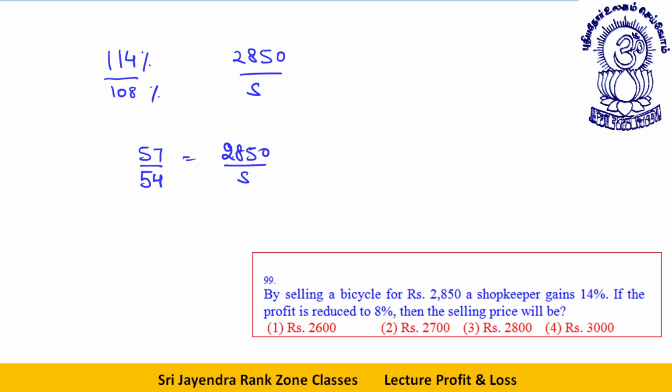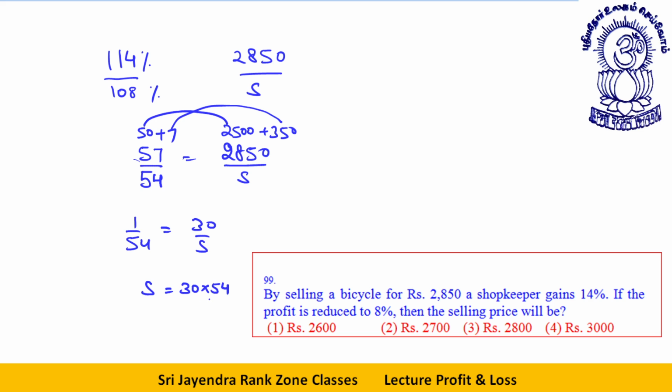And I'm 100% sure this will be cancelled by this. Look, how come 2850 can be written as 2500 plus 350? 57 written again, 50 plus 7. 30 times of this, 30 times of this, totally cancelled. Okay, so what does it mean? It means 1 by 54 is equal to 30 by S. That way, S is equal to 30 into 54. That will be 1620 rupees.